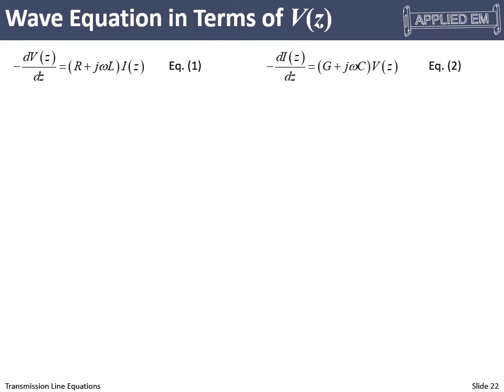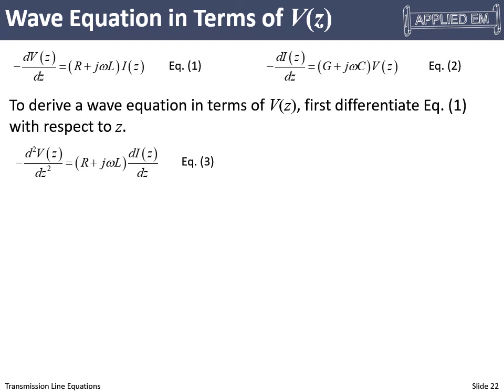So here are our two Telegrapher equations now. Let's derive a wave equation in terms of the voltage. To do that, the first thing we'll do is take equation 1 and differentiate it with respect to z. So we get a second order derivative with respect to z on the left and a first order derivative with respect to z on the right.